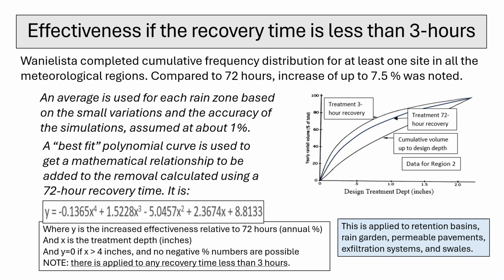It's important to understand that while we're talking about very short recovery times, no further adjustments are made for recovery times specifically within the range of 1 to 3 hours due to the very small differences in annual removal percentages expected in that particular range. This methodology is applied to various best management practices, including retention basins, rain gardens, permeable pavements, exfiltration systems, and swales.